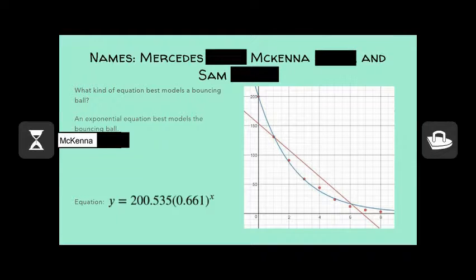This graph shows that this is not a linear equation. It shows each point of the table that we made in the process of bouncing the ball. The starting height of the golf ball was 200 centimeters. The ball bounces to 66.1% of the previous height. The equation is y equals 200 times 0.661 to the power of x.